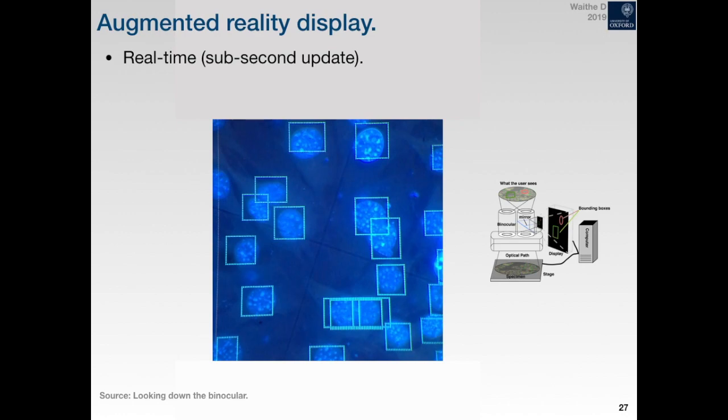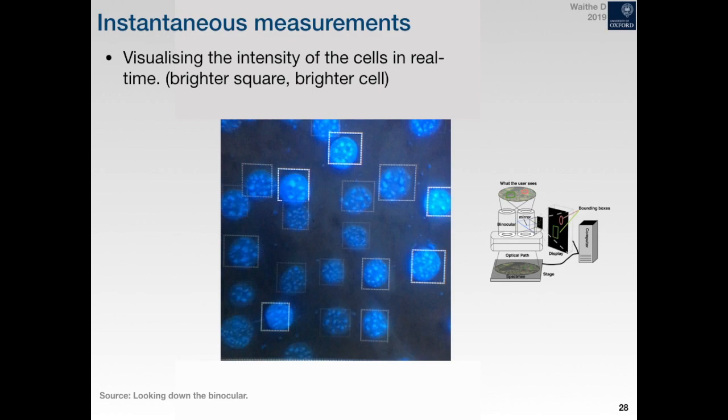And another way is, this is still a bit buggy, but rather than just showing the bounding boxes, we want to give a metric for the intensity of these bounding boxes. So we change the shade of the bounding box to represent how bright that cell was. But it's just the start, really.